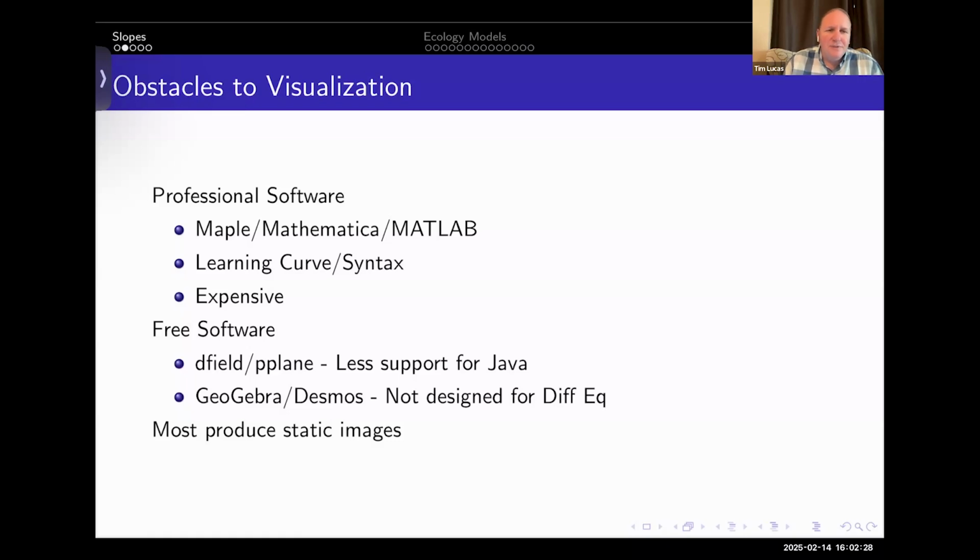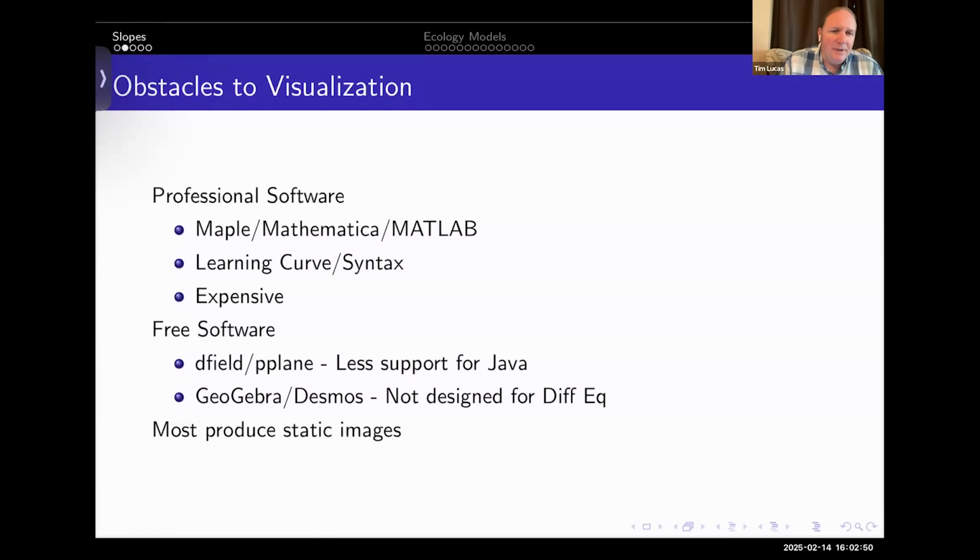And I found that the students really didn't want to use the software because there was a steep learning curve with the syntax and everything that's involved. I still think that there are great pieces of software, but for one semester, it was hard to get the students to draw the pictures that I wanted them to draw. So I used to appeal to free software.